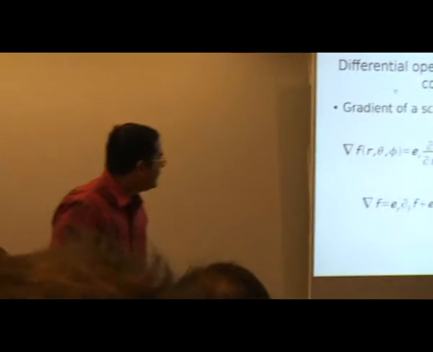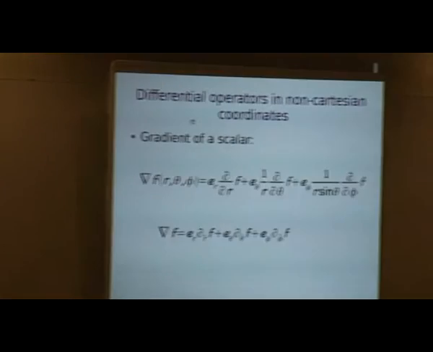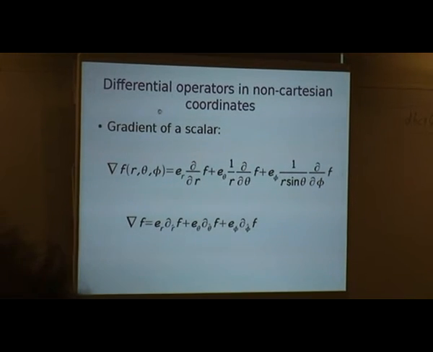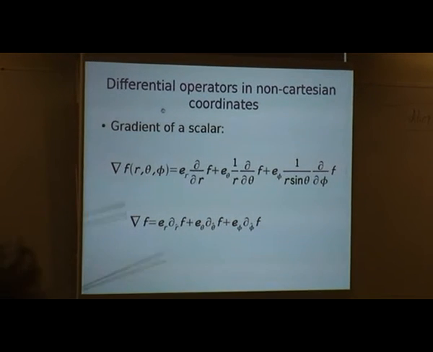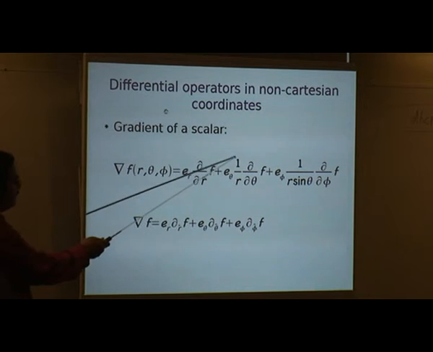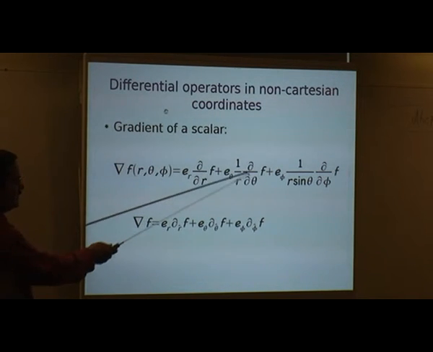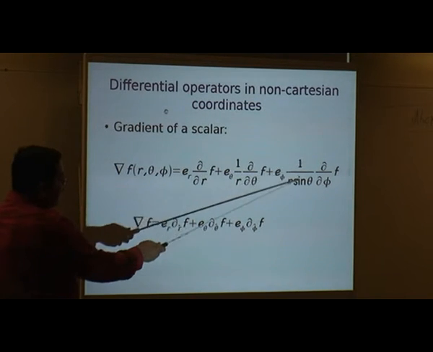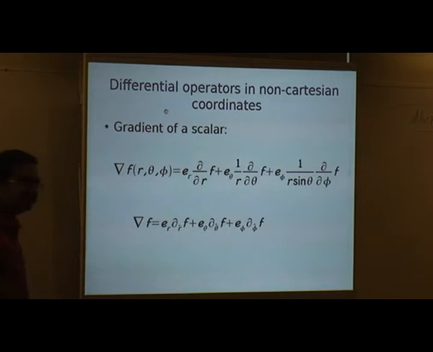So the easiest operator to consider is the gradient of a scalar. So let's look at the gradient of a scalar in spherical polar coordinate system. You see that the r derivative is basically unchanged. And then there is a 1 over r factor in the theta derivative. And then there is a 1 over r sine theta factor in the phi derivative.